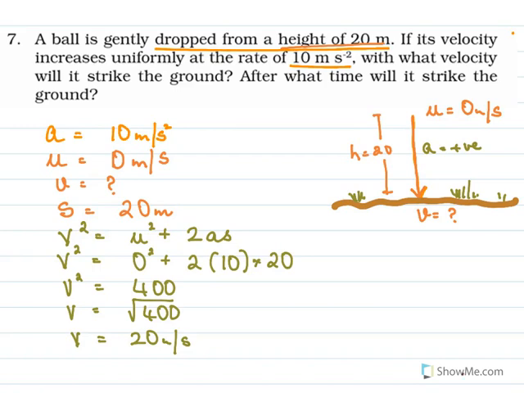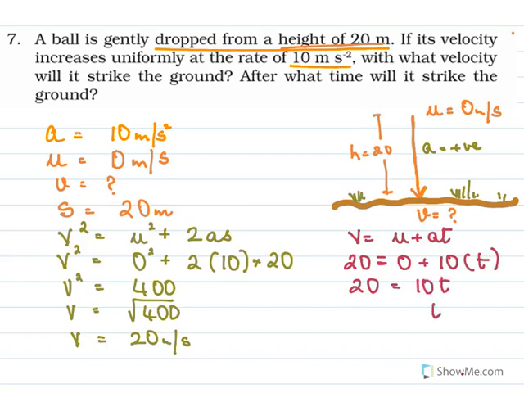Now we need to find time. To find time, we'll use the formula v equal to u plus at. V we know is 20, u was 0, the a was 10, and the time we need to find out. So 20 equal to 10t. So t equal to 20 over 10, and the t will be 2 seconds. So it takes 2 seconds to drop to the ground.